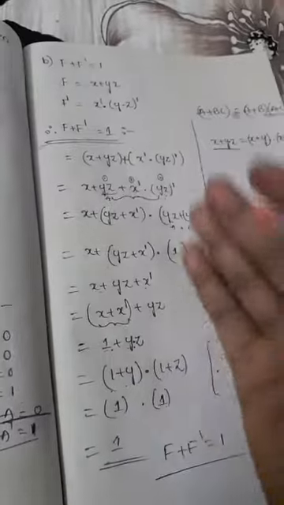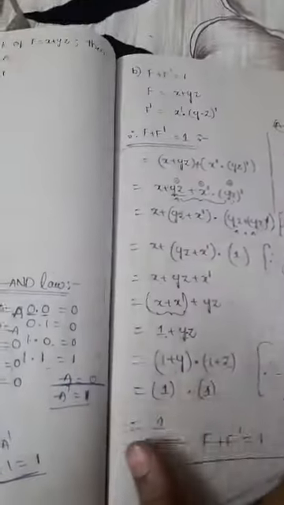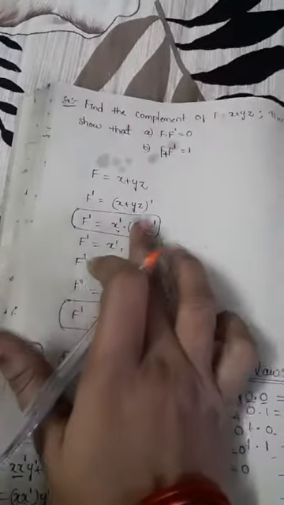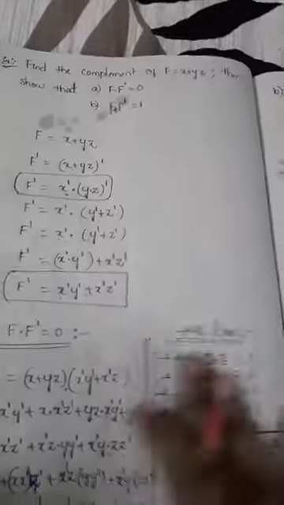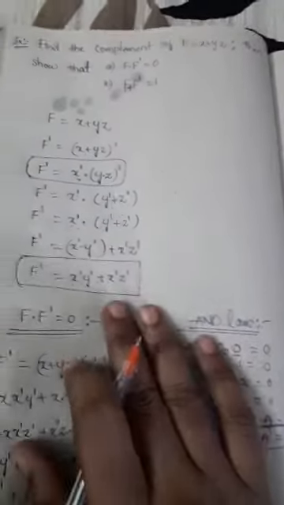Here we are using only 4 or 5 steps and only one law, the distributive law. For that purpose you can use the f complement function as this one. So it's a very easy problem. Check once all the Boolean laws and theorems. Okay, thank you.